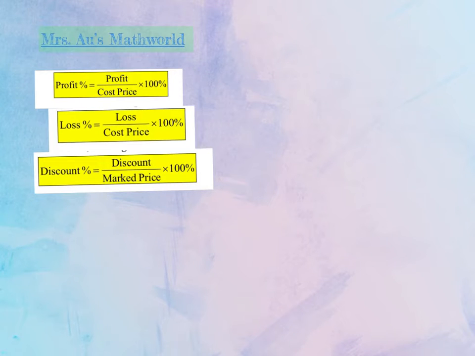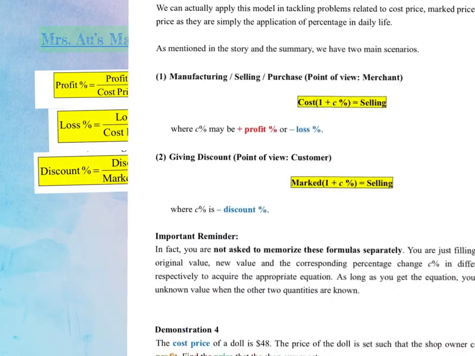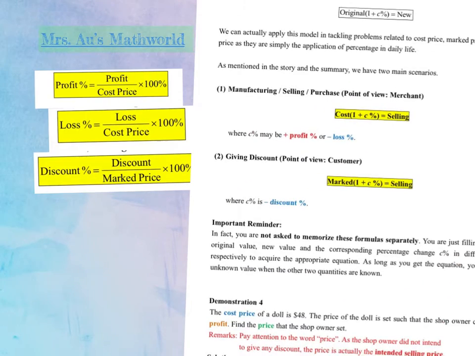So before that, we focused on the way to find profit percentage, loss percentage, and discount percentage. But sometimes you may be asked to find the new value or something like that, which is on page 8. So here you can see that we can focus on finding the selling price by using the help of cost price and market price.